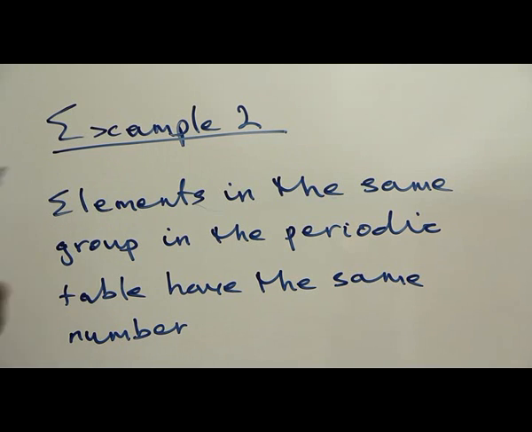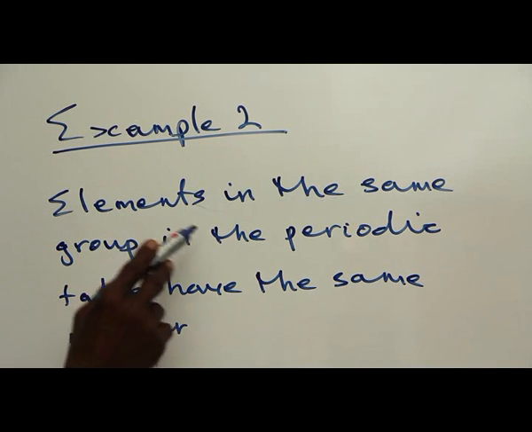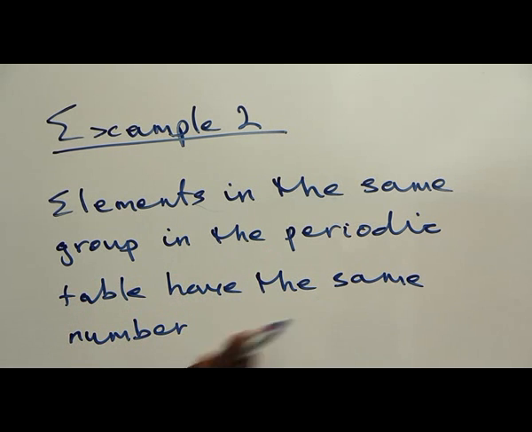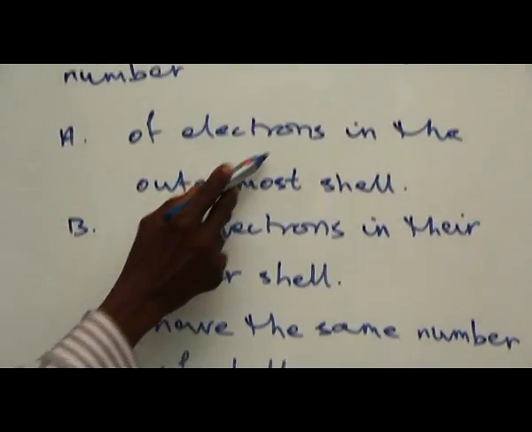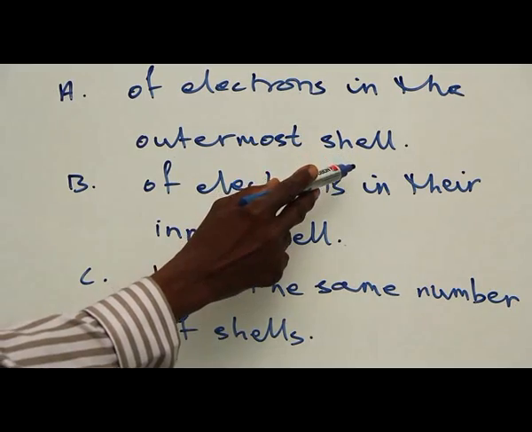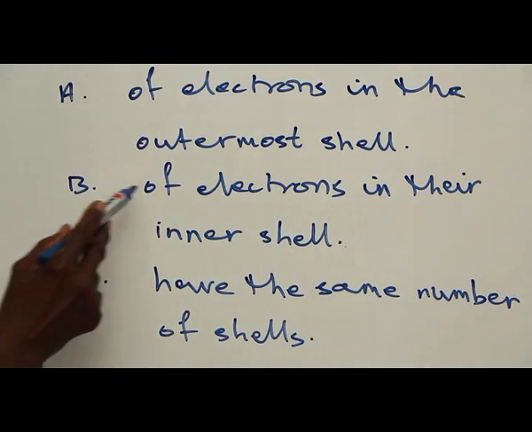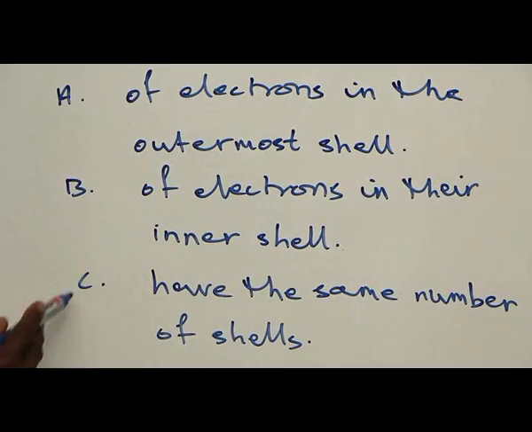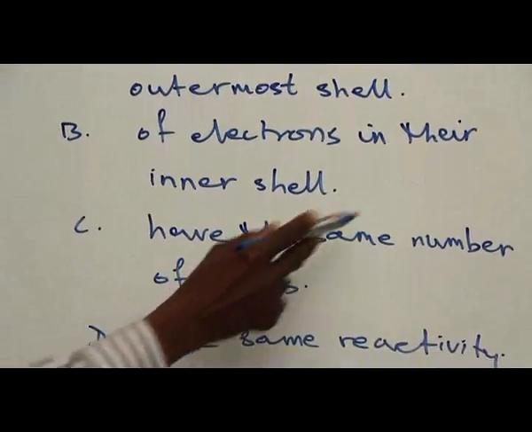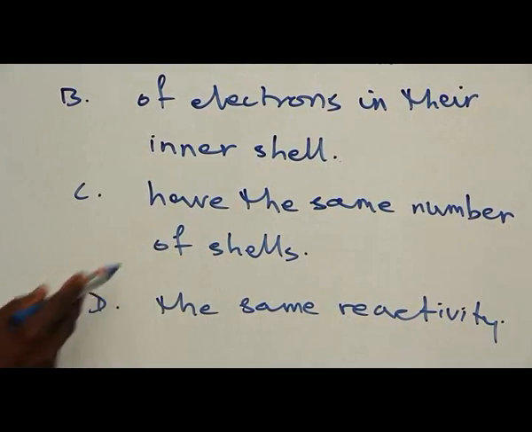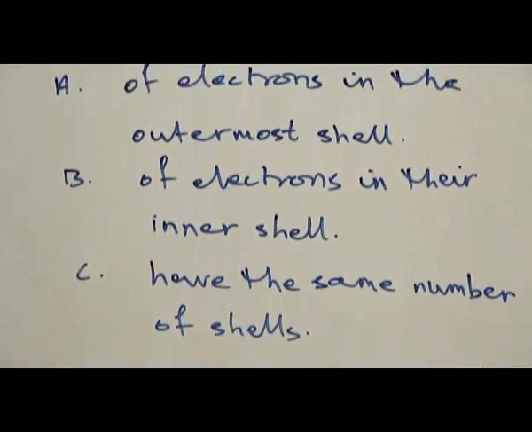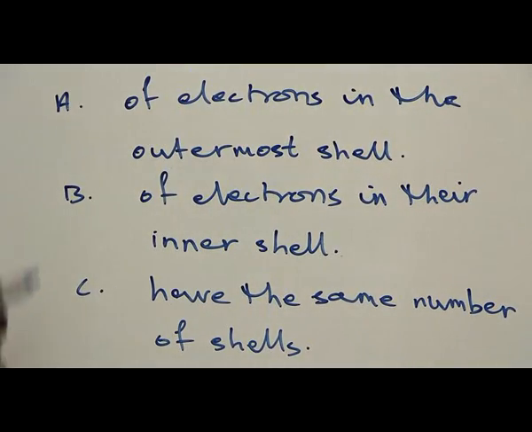Now, let's consider the second example. Elements in the same group in the periodic table have the same number, options: A, of electrons in the outermost shell. B, of electrons in their inner shell. C, have the same number of shells. D, the same reactivity. Let's consider the options one after the other.